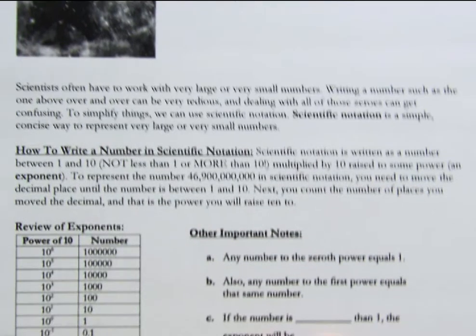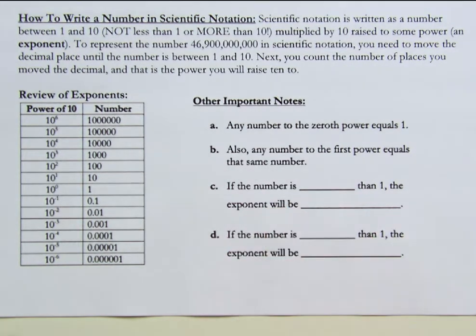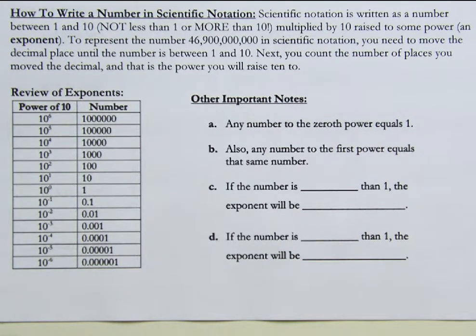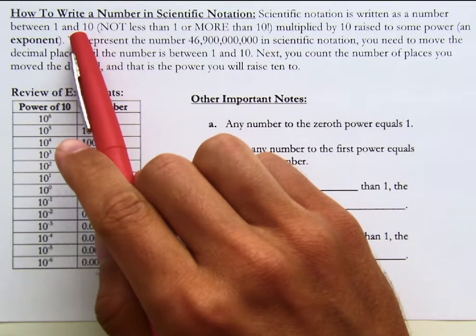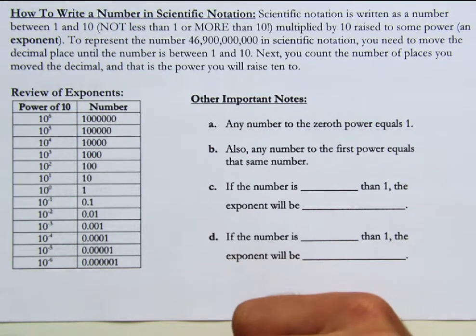So how it works, it might be a little bit small, so I'll zoom in, but how it works is you start with a number and you have a decimal point, usually over on the right side, and you move the decimal point. Well, if it's a number greater than 1, then the decimal point's on the right side. If it's a number less than 1, then the decimal point's on the left side. But you move the decimal point until you have a number between 1 and 10. Okay, not less than 1, not more than 10. And then that number gets multiplied by 10 raised to some power. And that power is the exponent.